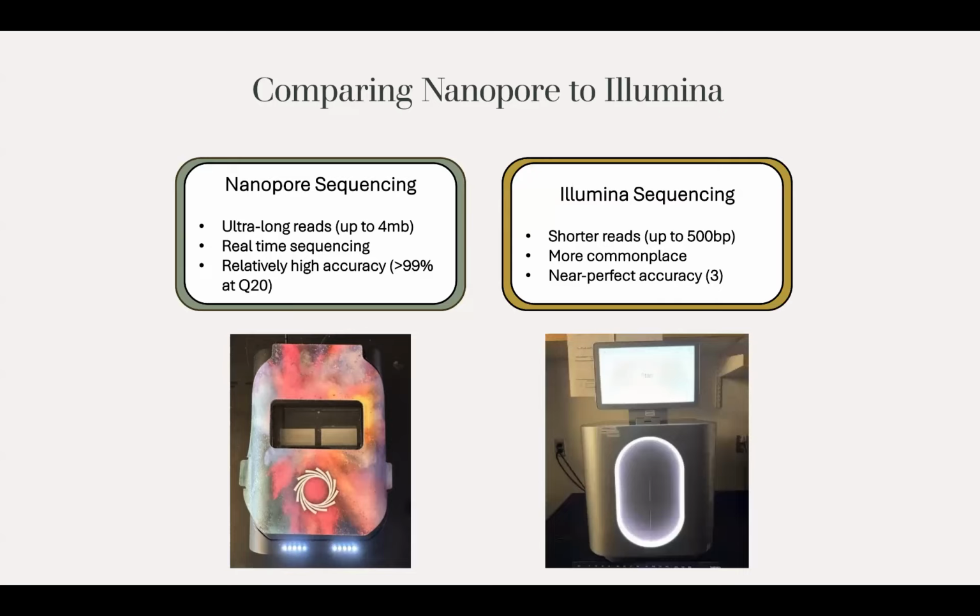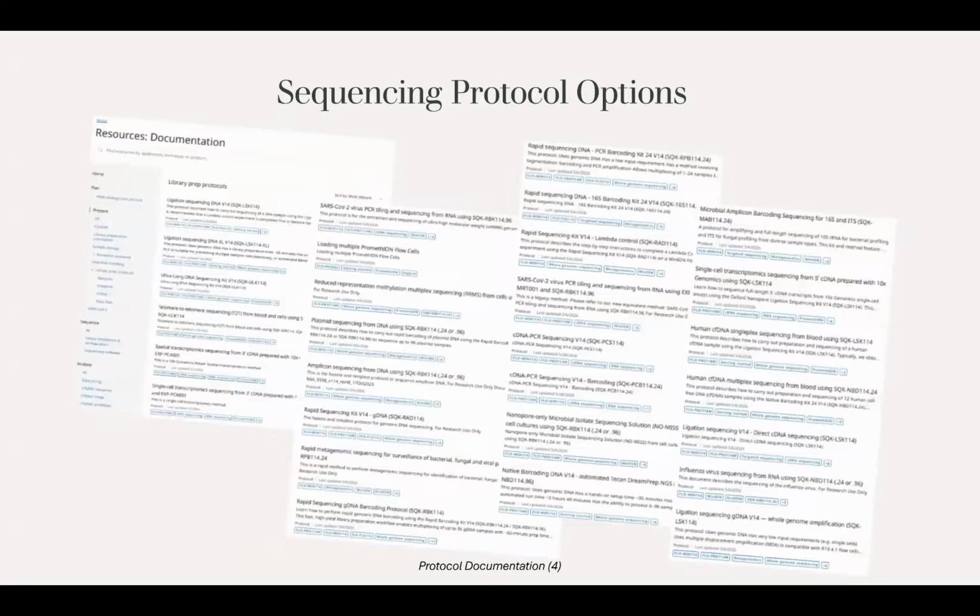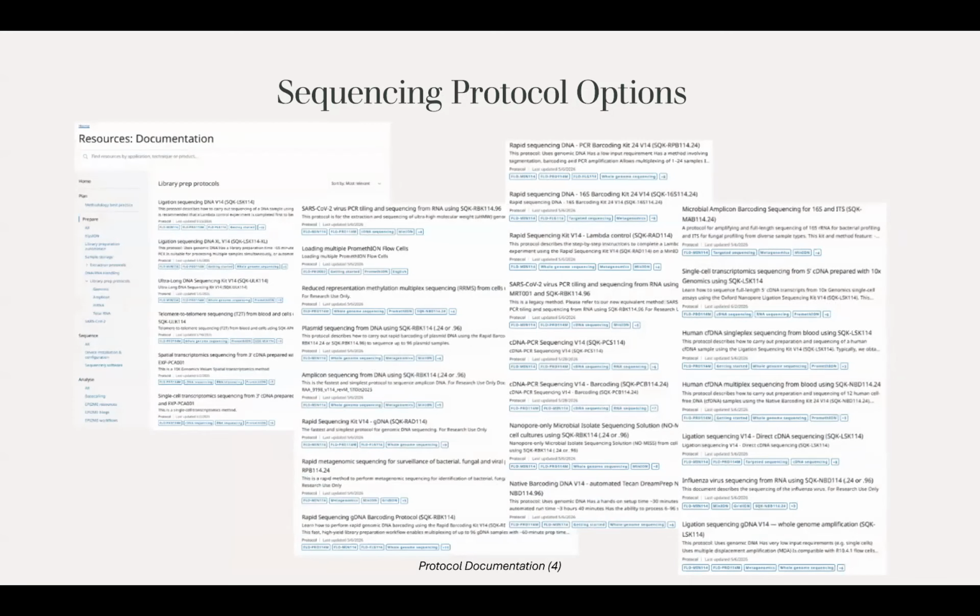but relatively high accuracy. On the Illumina end of things, these are best for shorter reads. So I think it's like 10 to 500 base pair reads. It's a little bit more common. It's been around for longer, so there may be more documentation than exists for nanopore sequencing, and it has really, really high accuracy, near perfect modal accuracy. As I mentioned, there may be more protocol options available for Illumina, but there are still a ton of sequencing protocols and documentation provided by ONT.